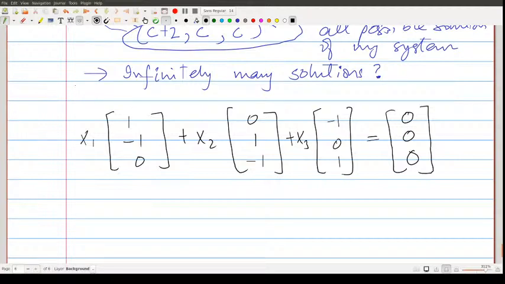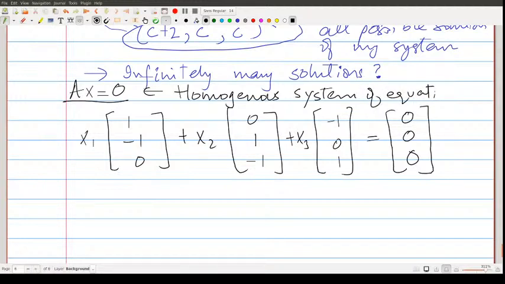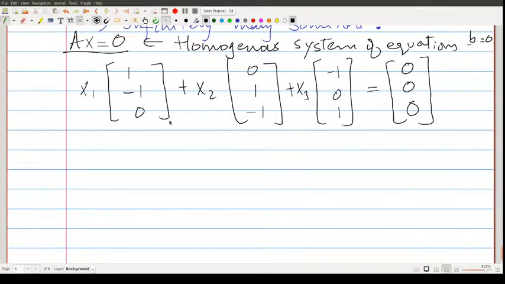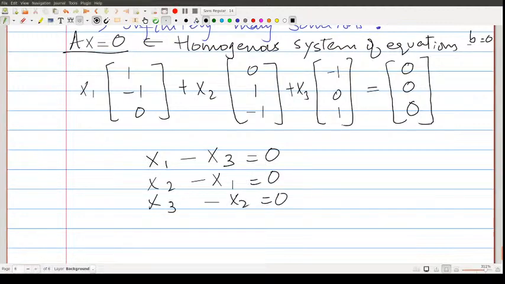And this is Ax equals 0, right? This is called the homogeneous system of equations. So when you have the right hand side to be 0, so when b equals 0, you get the homogeneous system. And let's try to solve this homogeneous system of equations, right? Okay. Let's see what happens when I try to solve this. So I had x1 minus x3 is 0, x2 minus x1 is 0, and x3 minus x2 is 0.